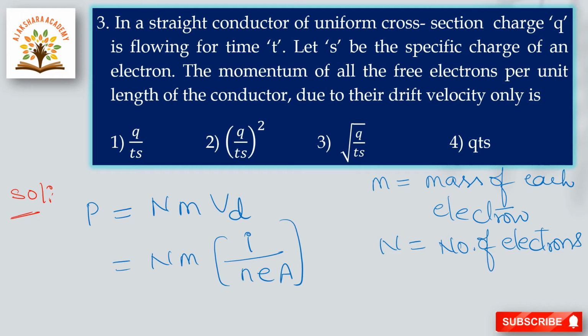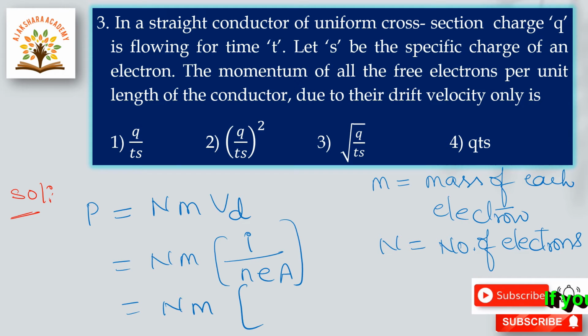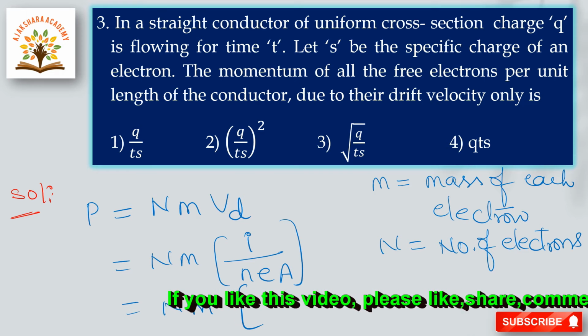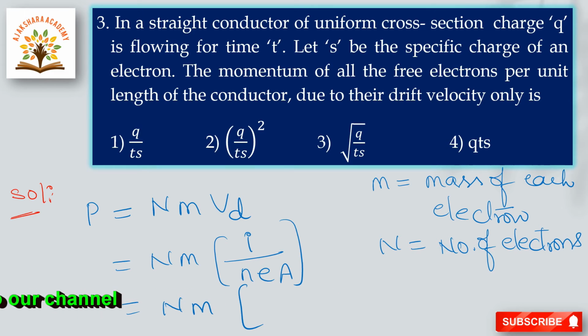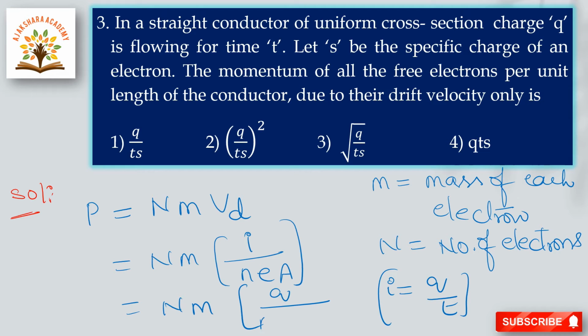Okay, next, that is equal to nm into I by nE into A. Q is equal to E. So here n into m by, Q by nE into A. Here I is equal to Q by T. So Q by nEA into T.